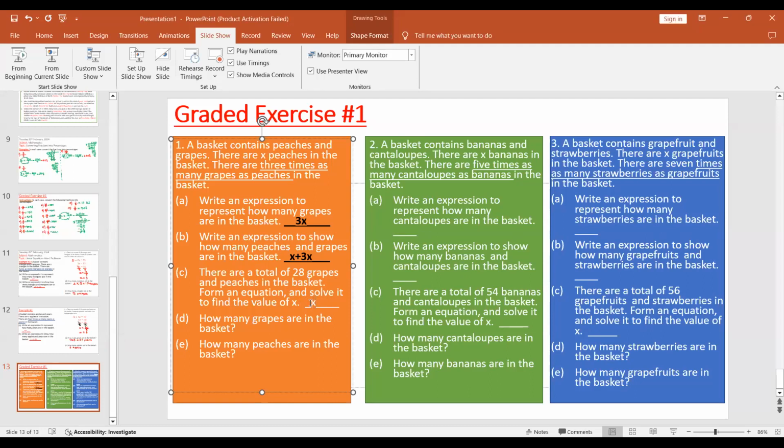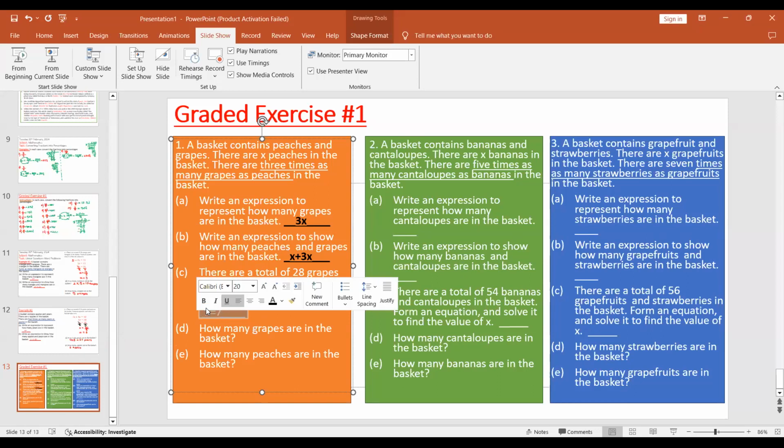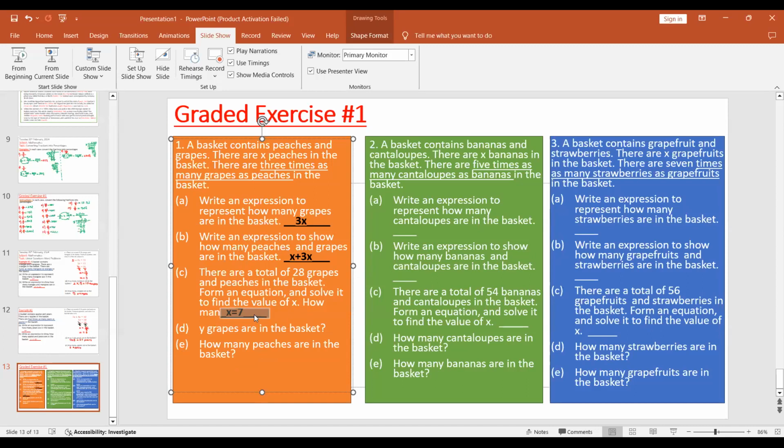X is equal to 7? Yes, sir, I got that. Very good. X equal to 7 is the correct answer. Obviously, there's much work to do, but I'm just going to put the answer. X equal to 7. Okay, so now we know that x equal to 7.